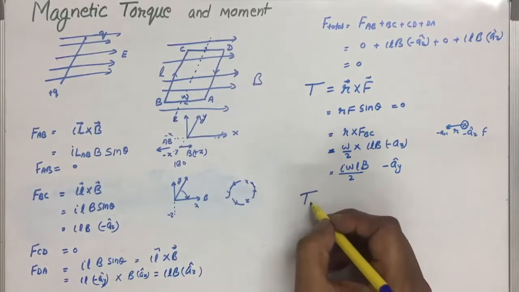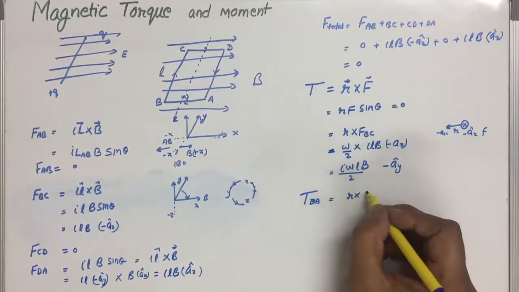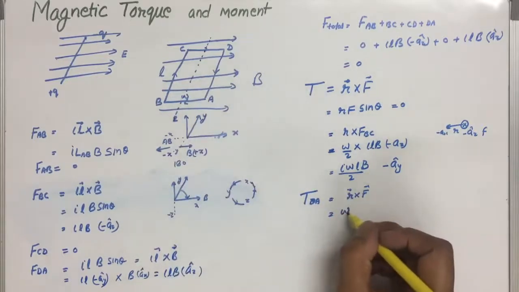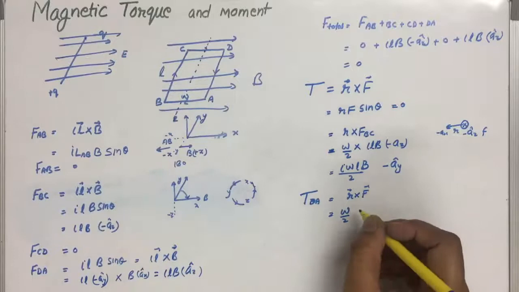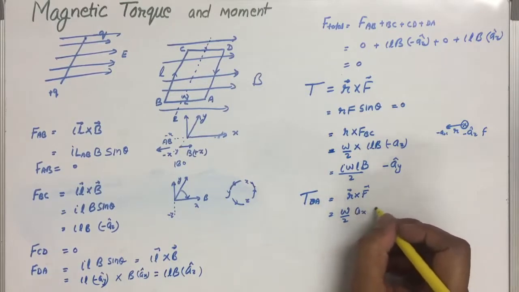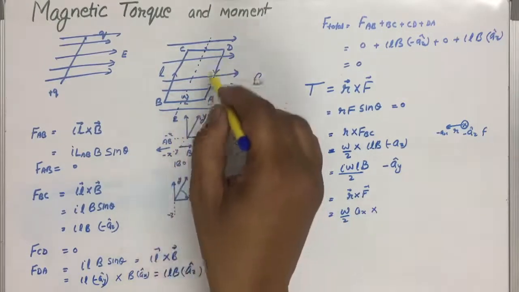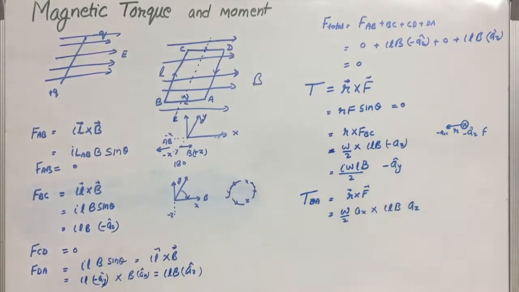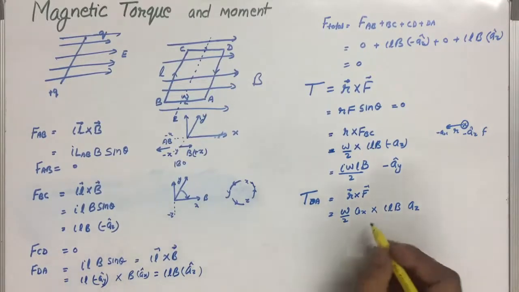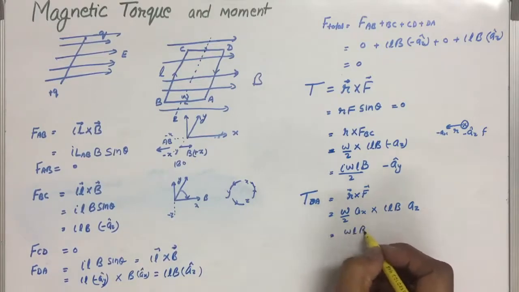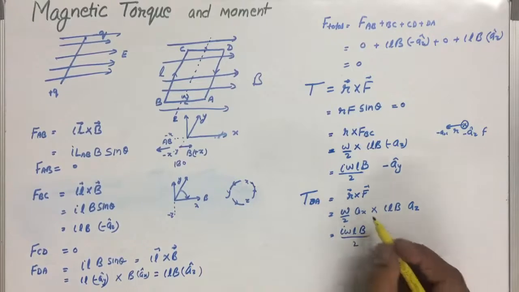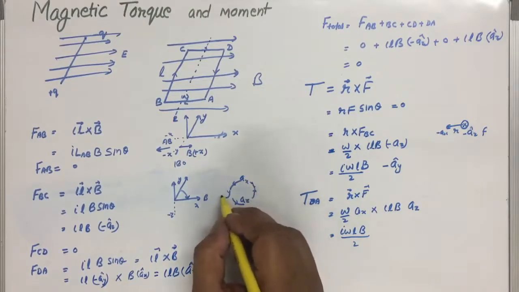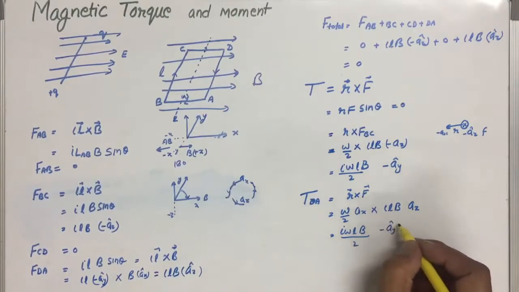Now come to this part. The torque at DA will again be r cross F. r is in the direction of x, that is W by 2, where W is the width of the loop. So W by 2 in the direction of x, cross F. F at this portion was in the direction of z, so it will be ILB in the direction of z. If we multiply, we find WLBI divided by 2, a_x cross a_z. Applying the same, a_x cross a_z will give us minus a_y. So it will be in the direction of minus a_y.